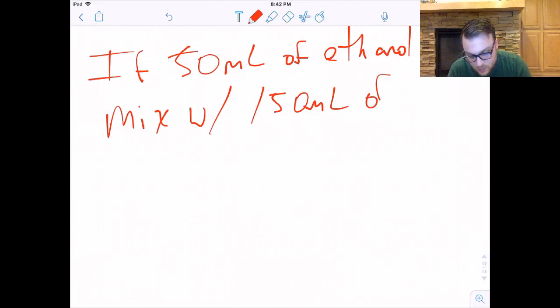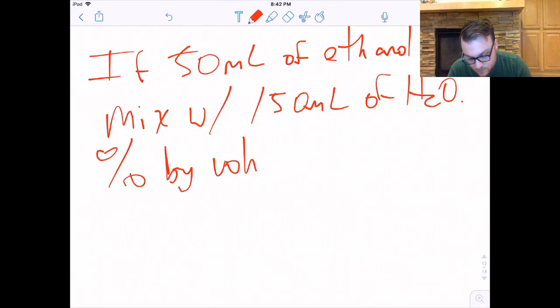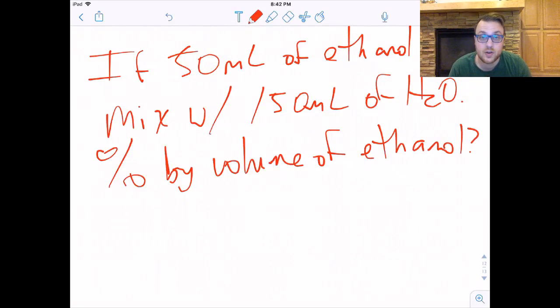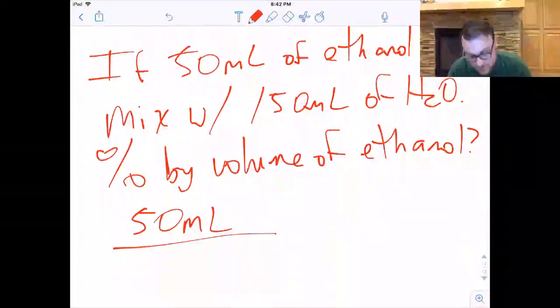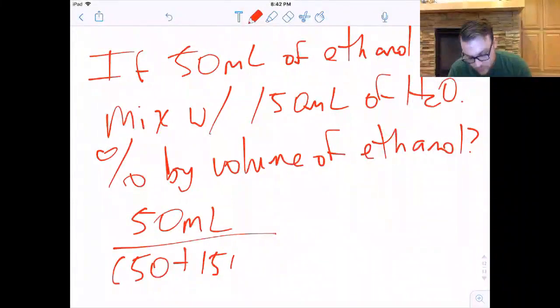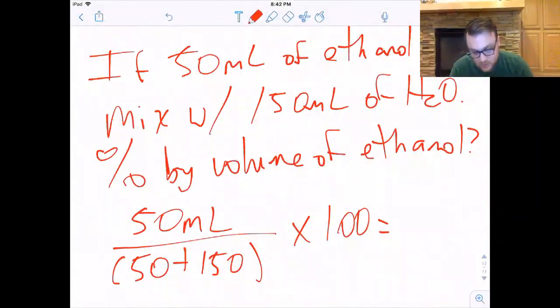If my milliliters is ethanol, then my solution is the whole, which is both the ethanol and the water mixed together. So I'm doing 50 divided by 200, and then multiplying that times 100. So 50 divided by 200 should be a quarter, times 100 would give you 25%.